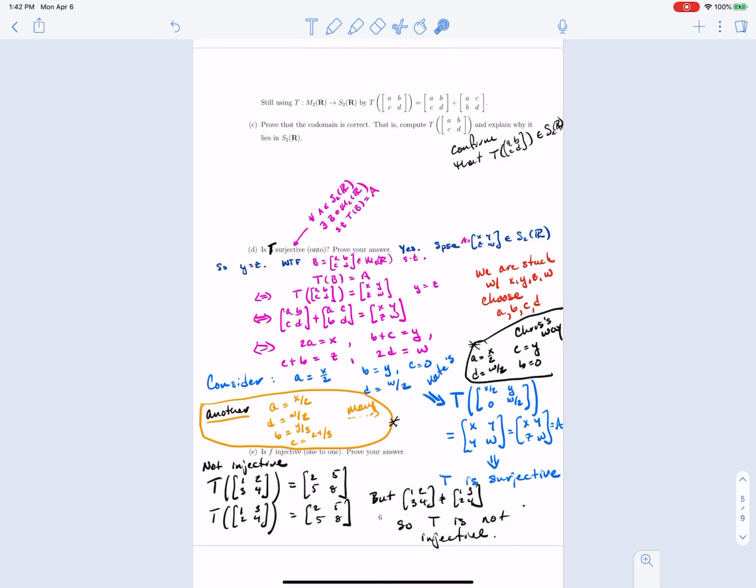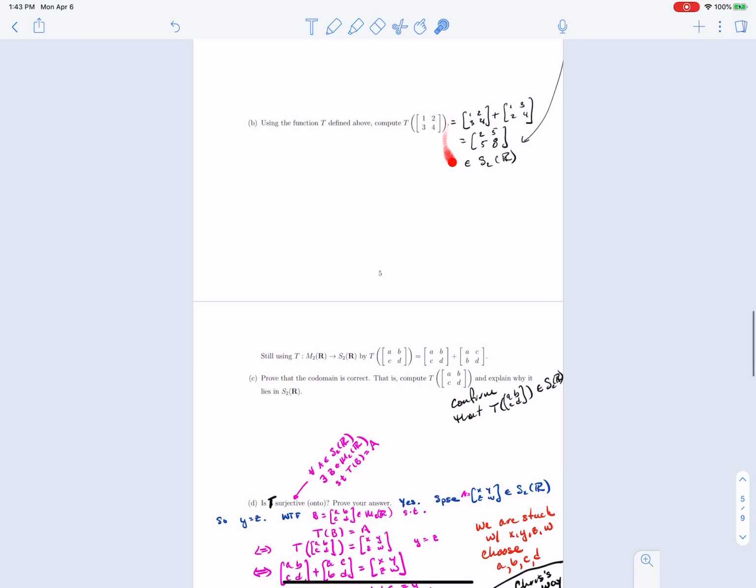But it also suggests that it's not injective, because look, we had the blue way, the black way, and the orange way that we could have mapped to the matrix X, Y, Z, W. So that suggests to me that it's not going to be injective. And then we just remember that if we took T of 1, 2, 3, 4, we got 2, 5, 5, 8. That was back here.